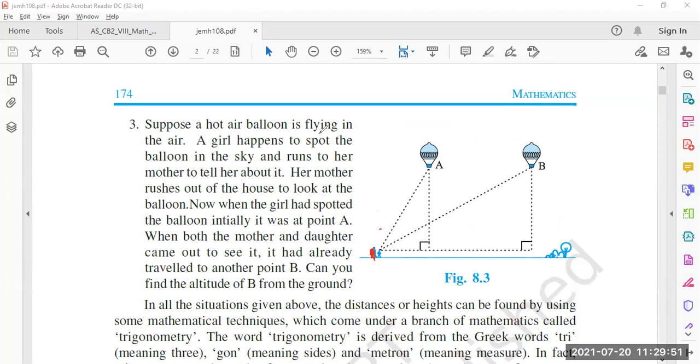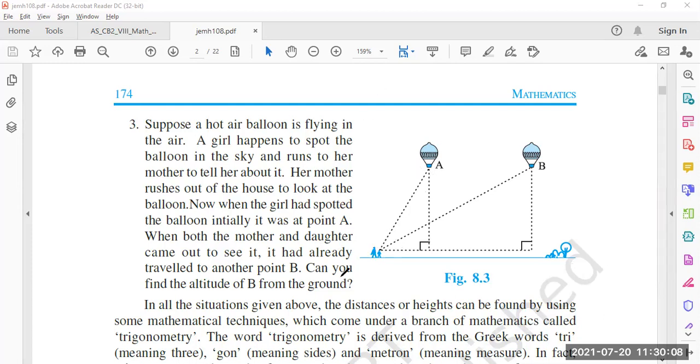Okay, a hot air balloon is flying in the air. So when she looked at the sky, it was at a particular location. She thought to call her mother because she wanted to show that to her mother. She went home and she called her mother.